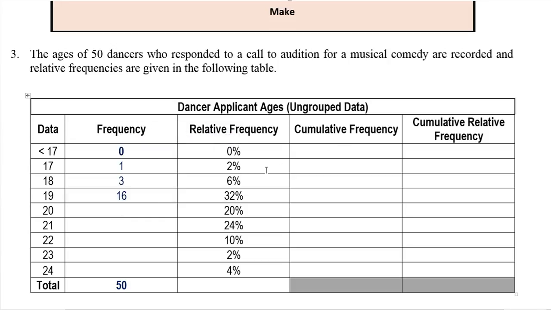Cumulative frequency keeps a running total. 0, 1. So 1 is 0 less than 17, 1 for 17 or less, 4 for 18 or less, 20 for 19 or less. And for the cumulative relative frequency, take the total cumulative frequency and divide by 50. And this is 2% here, and then 4 is actually 8%. 20 is 20/50ths, that's 40%, and so forth.